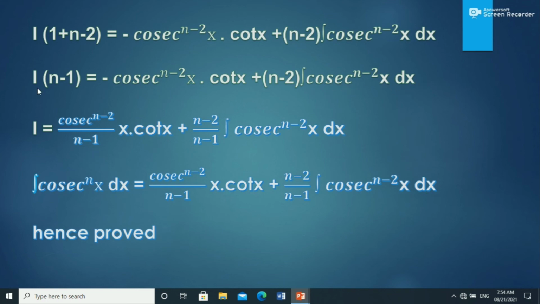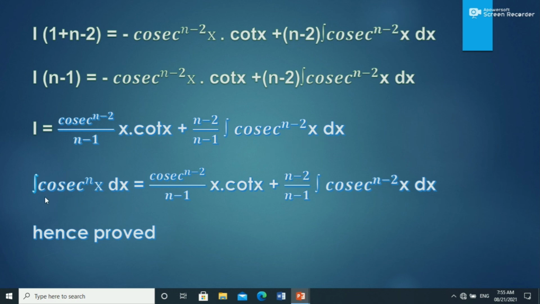And finally I is equal to this. The (n-1) goes to the right hand side, so it goes to the denominator of these terms. Then I is equal to minus cosec^(n-2) x cot x upon (n-1), this (n-1) goes to the denominator, then plus (n-2); again this (n-2) goes to this side, so it becomes (n-2) upon (n-1) into integral of cosec^(n-2) x dx.